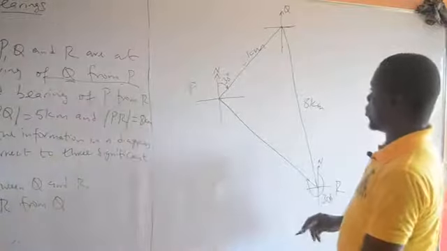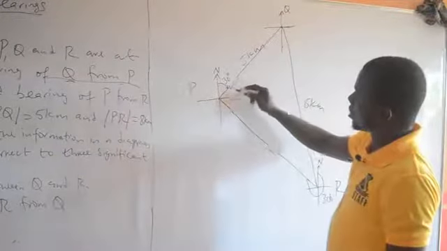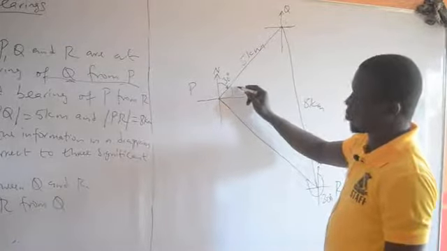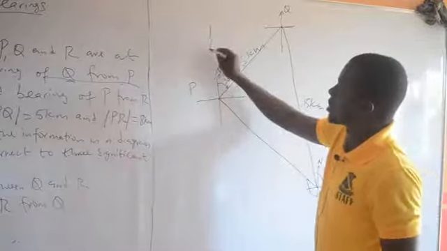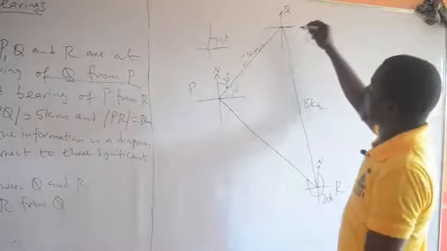So let's find the angle between them. If this place is 30, here will give us 60 degrees. Hope you understand why 60. Because this right angle here is 90 degrees. Alright.